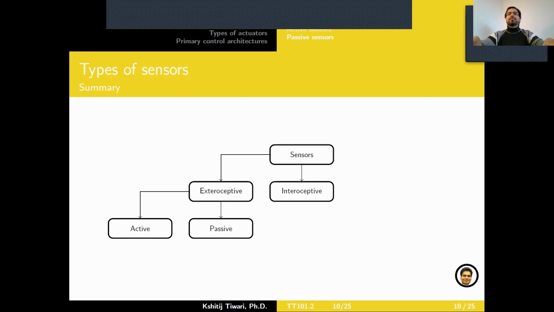So a quick summary: sensors could be exteroceptive or interoceptive, which some people also call proprioceptive. There is also an ongoing debate whether proprioceptive is a third category altogether, but for the scope of this lecture, we stick to just two categories. And exteroceptive sensors could further be classified as active or passive, depending on whether they are measuring ambient energy or emitting energy into the environment.